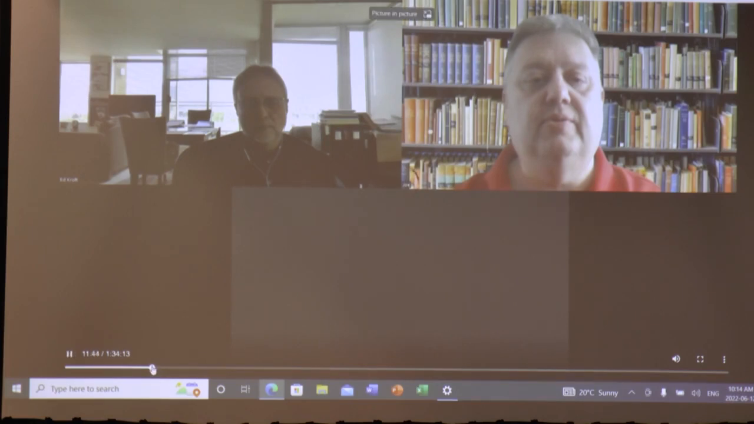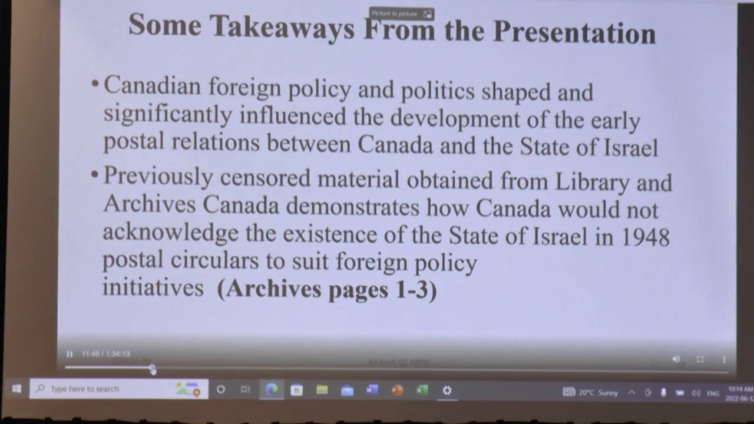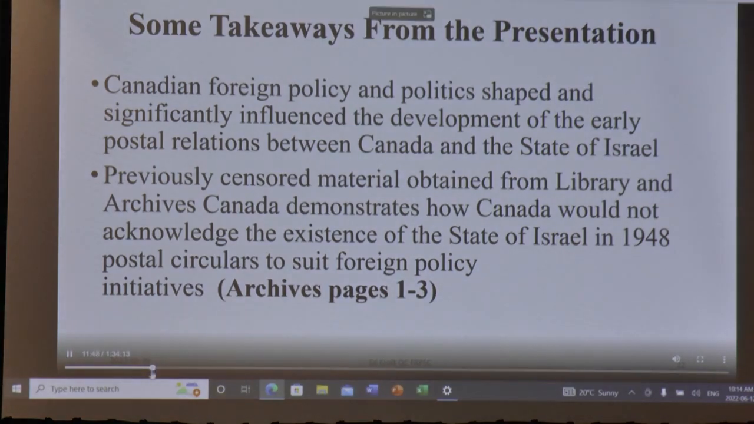In order to suit foreign policy initiatives, both Canadian initiatives and the initiatives of its ally and mother country.